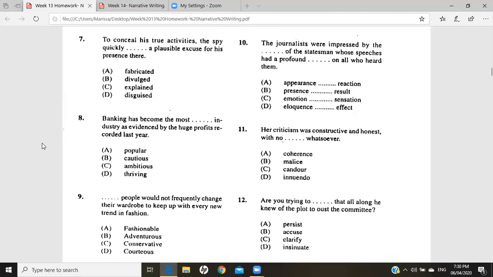B? Not B. That was a better answer. D? D, insinuate. So I'm sure you all have seen some of these questions before. We did in your multiple choice papers that we did, some of these questions appeared before.